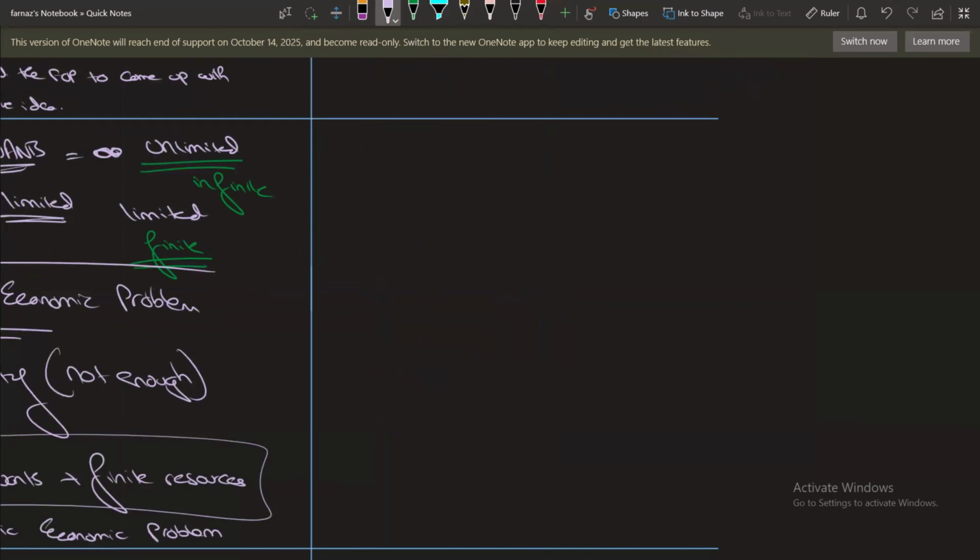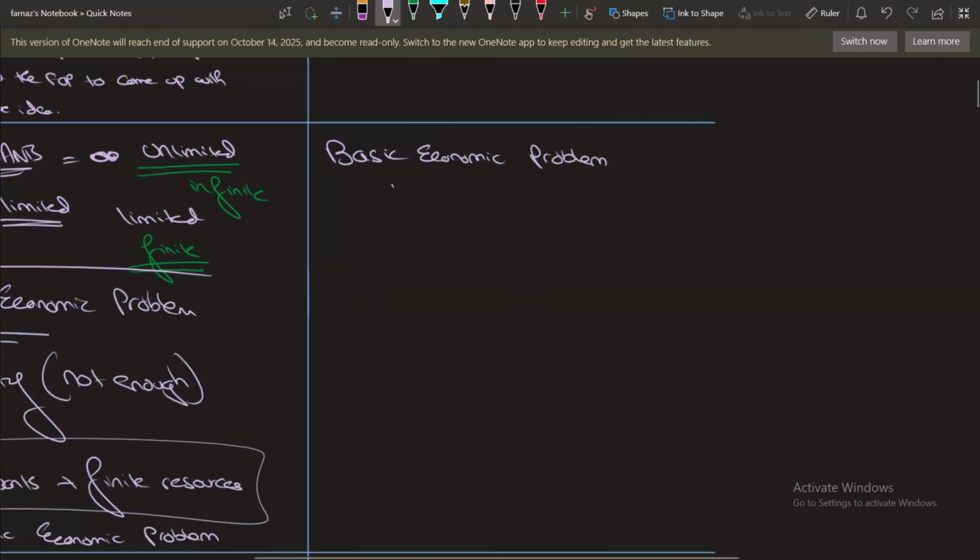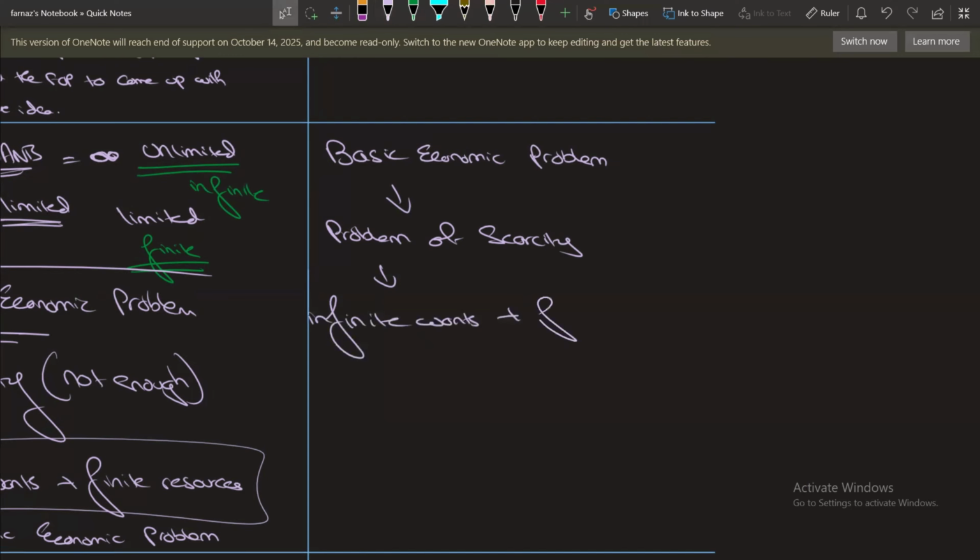Okay, so guys, again, what is the basic economic problem? The basic economic problem is the problem of scarcity. What do you mean, problem of scarcity? Can you elaborate on this? Of course I can. I studied from Corpex. Okay, so it's infinite wants and finite resources. This is the problem of scarcity. And this is the basic economic problem.